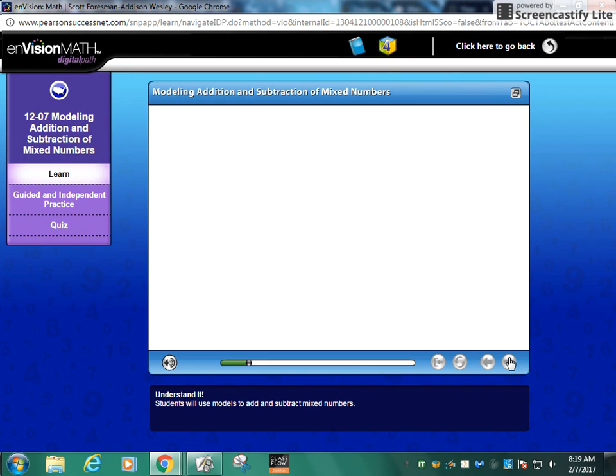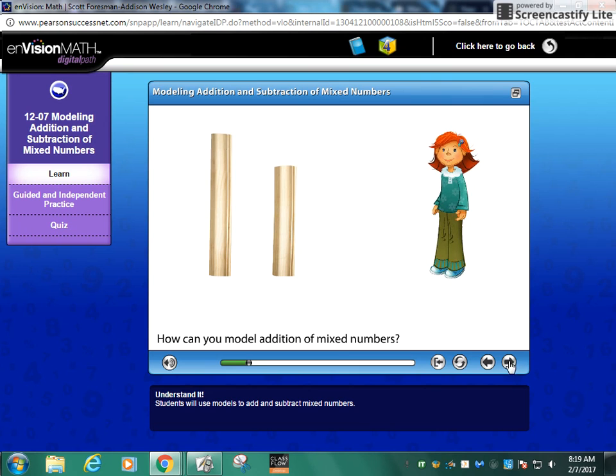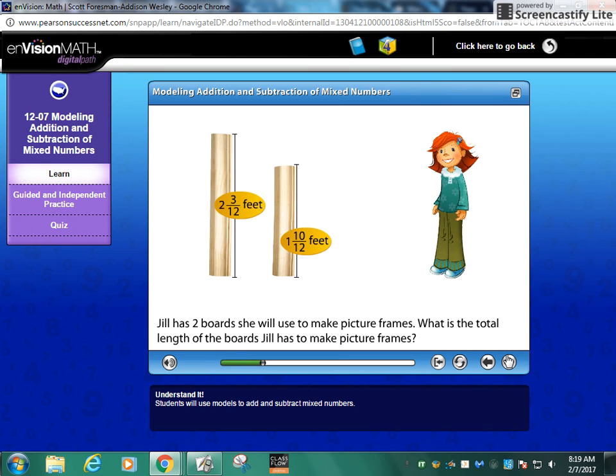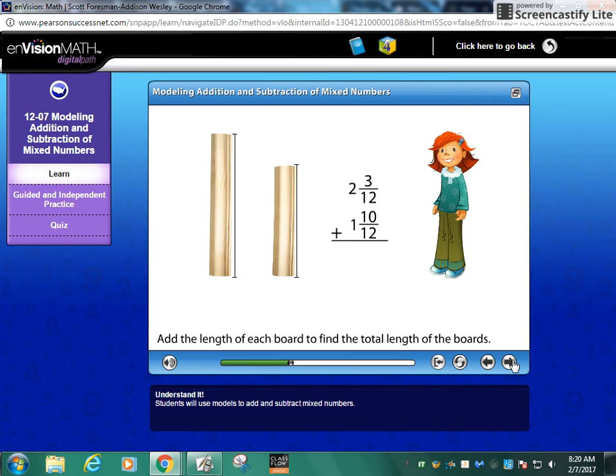you missed something. How can you model addition of mixed numbers? Jill has 2 boards she will use to make picture frames. What is the total length of the boards Jill has to make picture frames? What operation can be used to find the total length of the boards? Add the length of each board to find the total length of the boards.